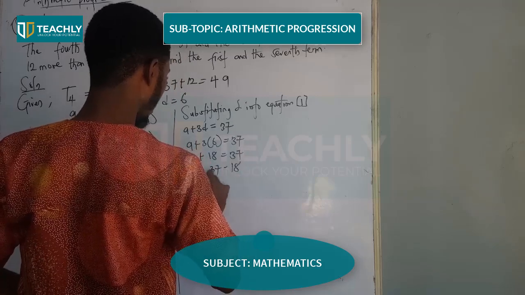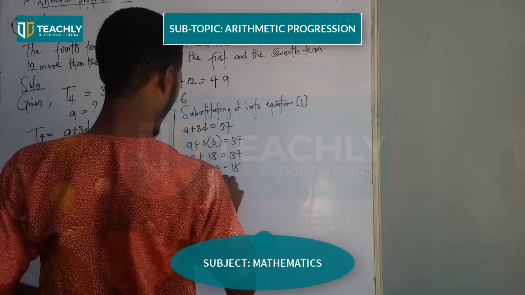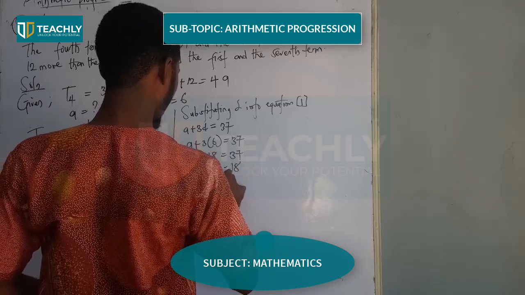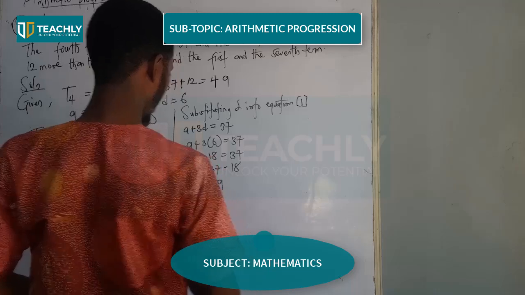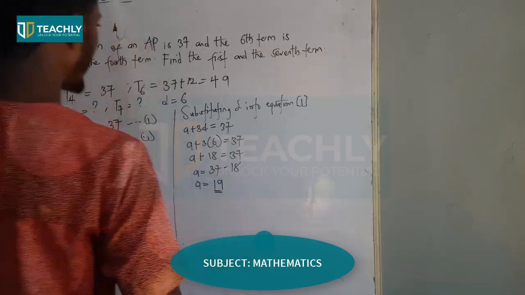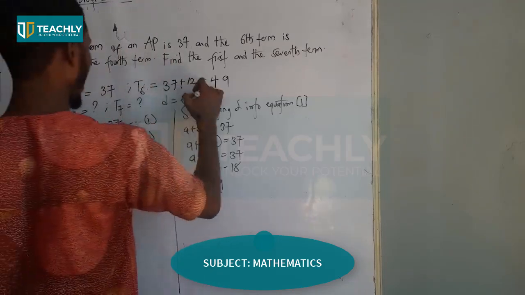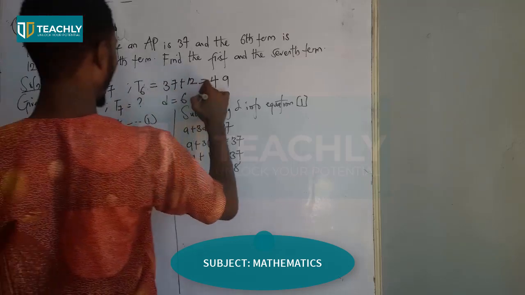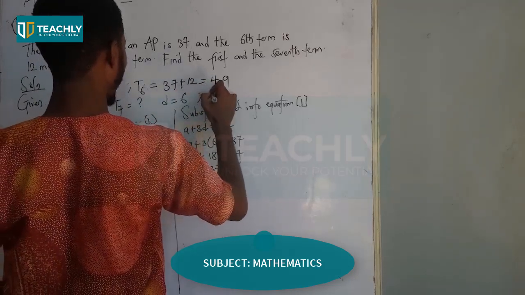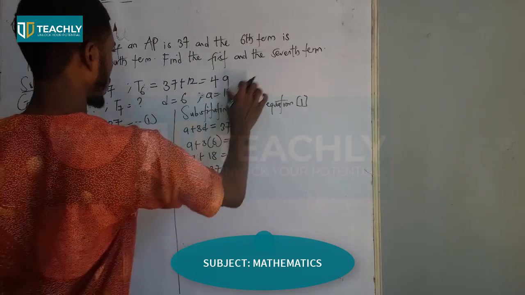And that will give me what? It's going to give me 19. So my A is 19. Our A is 19. That means our A has been solved now. I can write this as A is 19.